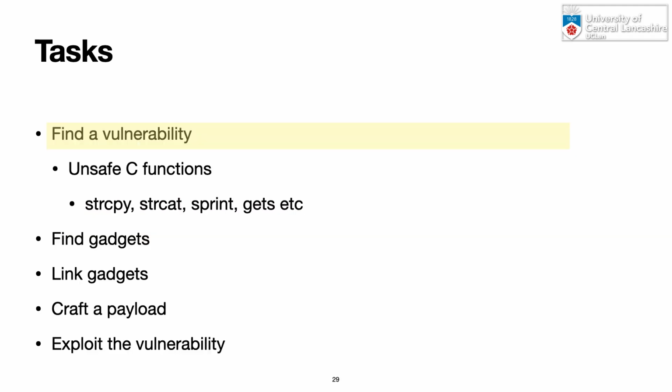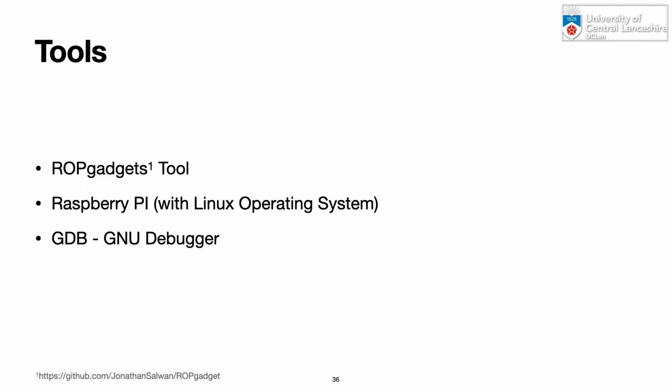So in order to demonstrate this attack, our tasks are to find the vulnerability, such as the usage of unsafe C functions in a program, because bound checking is not usually performed by these functions, which makes them easy targets. Afterwards, find gadgets. Then link these gadgets together using the technique of overwriting the return address. Craft a payload, then run an exploit. So these are some of the tools we're going to use for this demonstration.